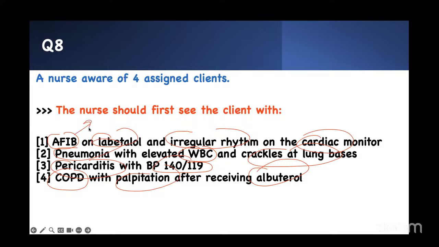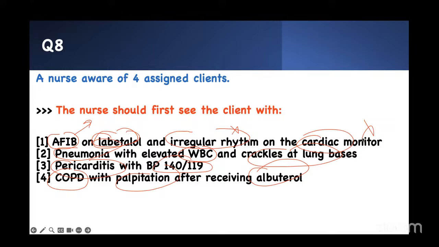AFib, of course, is supposed to have an irregular rhythm on the cardiac monitor. I put you on labetalol. I'm treating you. I expect AFib to have an irregular rhythm. Okay? We will control your rhythm later, but the rate is more important than the rhythm. Therefore, 1 is out.